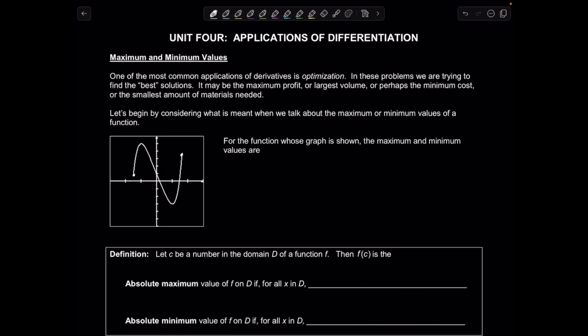In this video, we're going to go over applications of differentiation, in particular, finding maximum and minimum values, how to find the absolute or global extrema of a function using the extreme value theorem. Lots of good stuff, but I'm going to break it all down for you from the beginning.